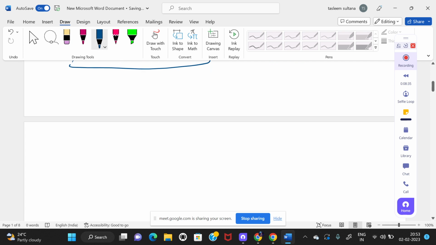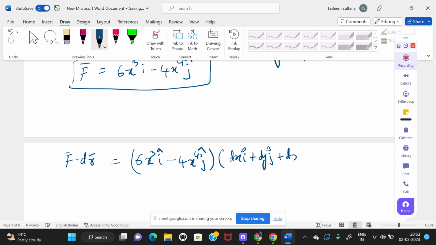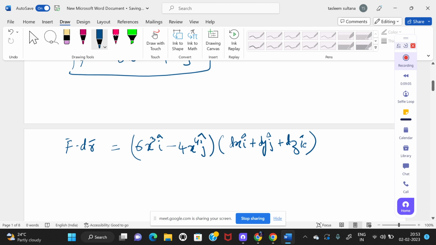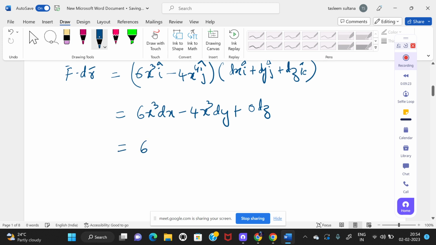Then F vector dot dr vector is equal to, what is our F vector? 6x cube into i vector minus 4x power 4 into j vector, where your dr vector is equal to dx into i vector plus dy into j vector plus dz into k vector. i into i, j into j you have to do, which is equal to 6x cube into dx minus 4x cube into dy, then plus 0 into dz.